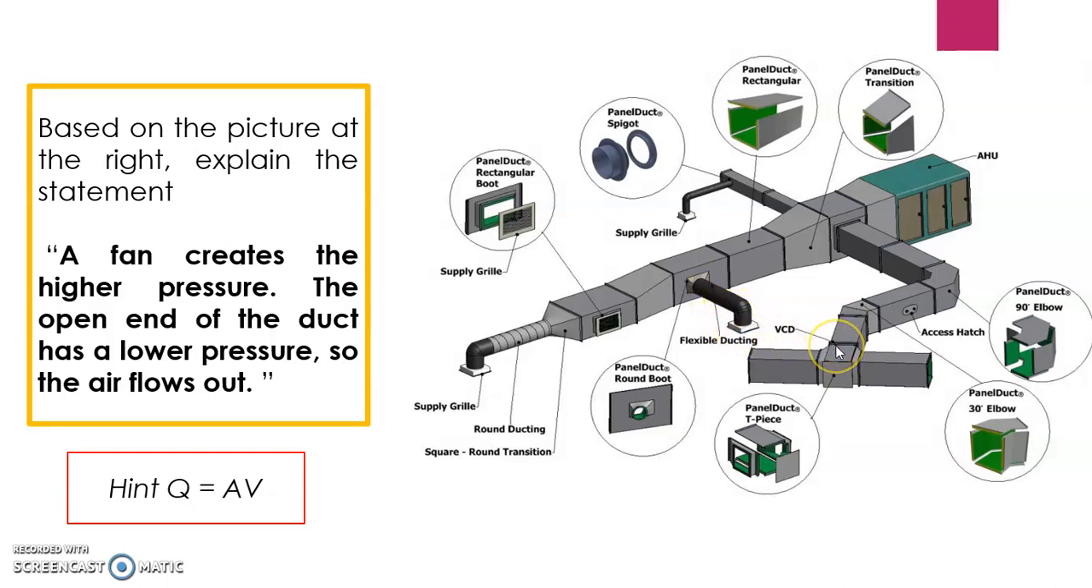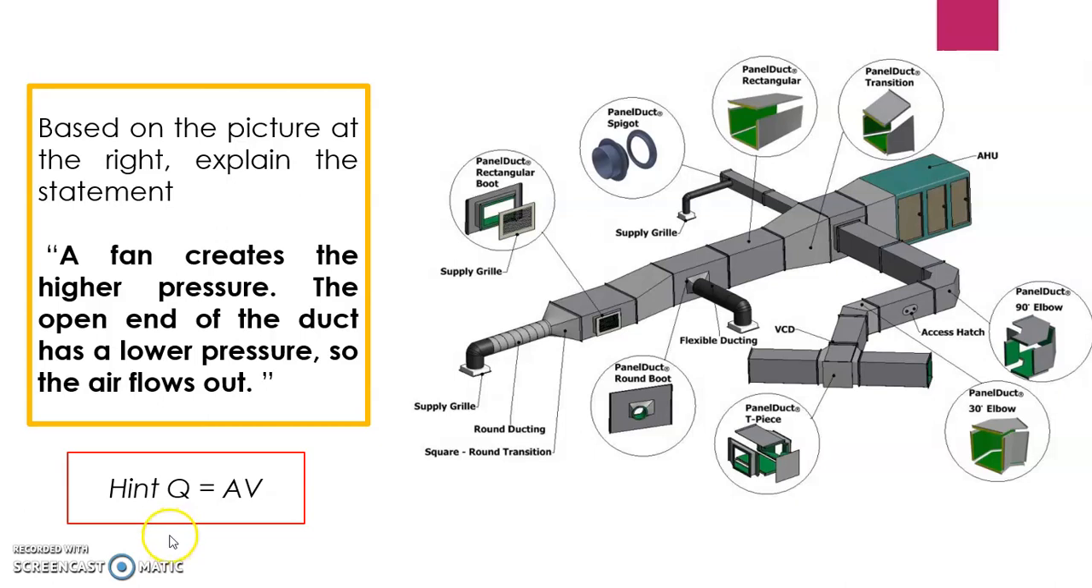Here also we have the VCD, and then we have the square to round transition, and then this is the round ducting. This is the supply grill or the supply diffuser, and we also have a supply grill directly on the main duct. And at the end of the branch duct, if we don't have any branch here, we also have the duct spigot here.